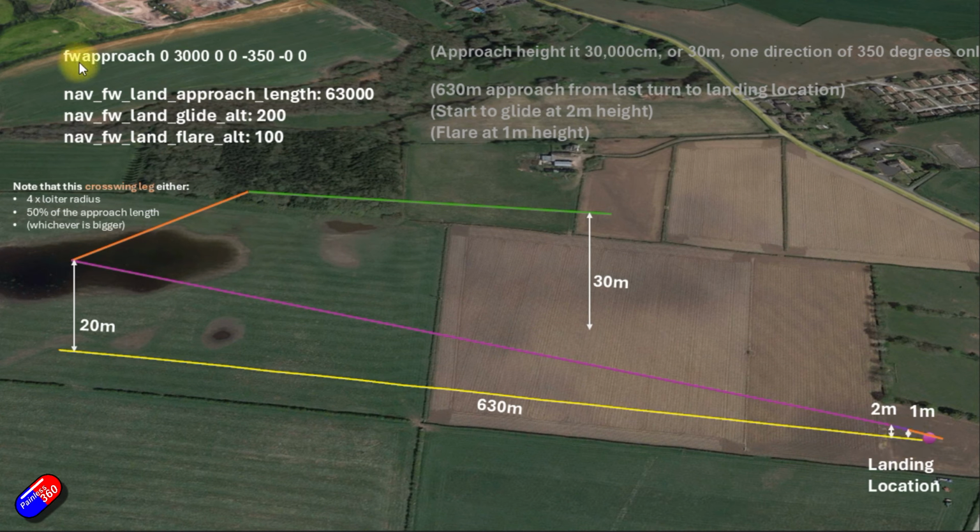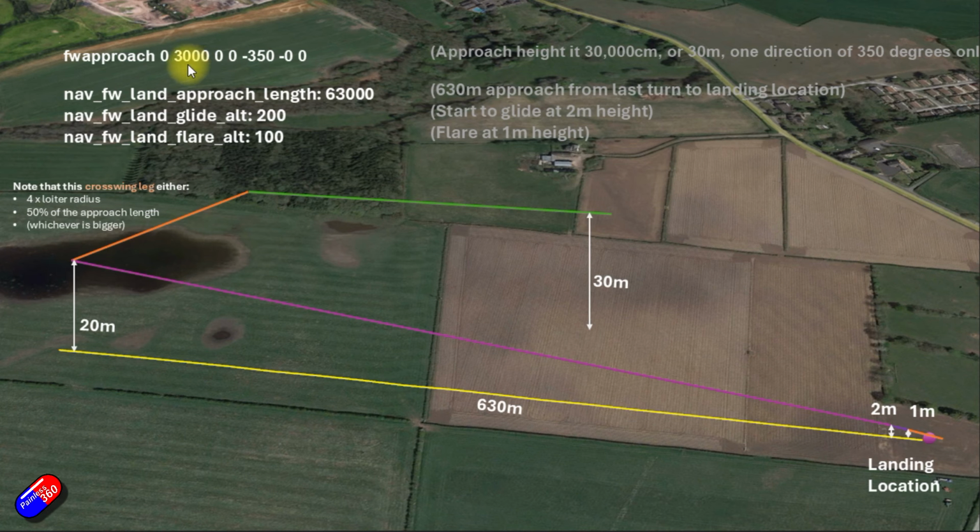So I've set up fixed wing approach, and again, here's the numbers. So this first one is the index. The second is the approach altitude in centimeters. Be careful about this. I kind of wish it was set in meters. It would be a lot easier. You have to do a little bit of mental maths.